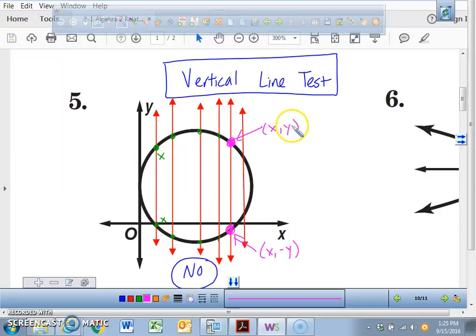And no, I don't mean it's the exact opposite. I'm just saying it has a y value that just happens to be negative. Okay? That's how the vertical line test works. If it crosses more than one point, it lets you know it's the same x value, but you have different y values.